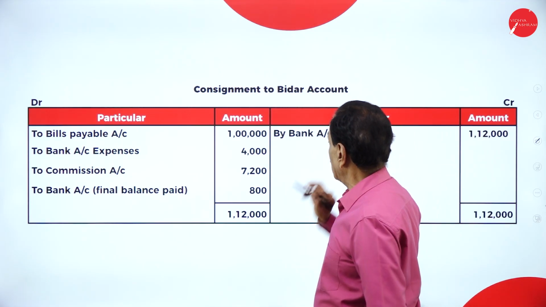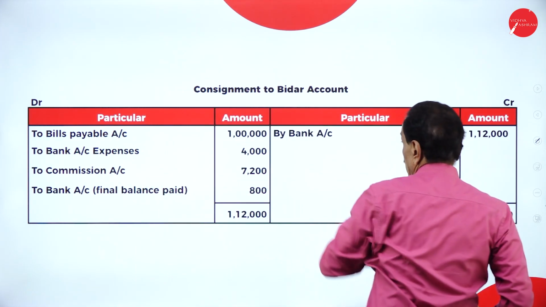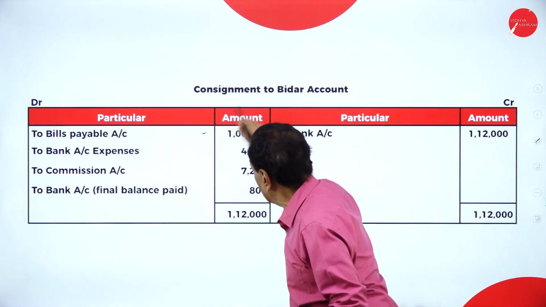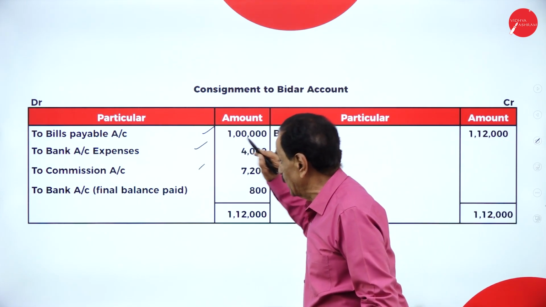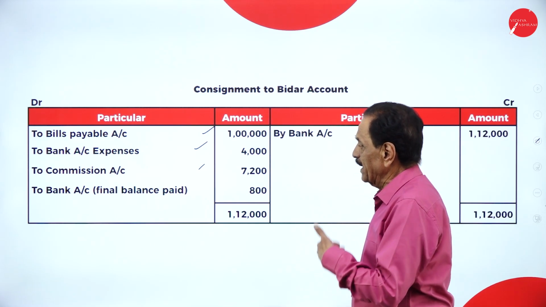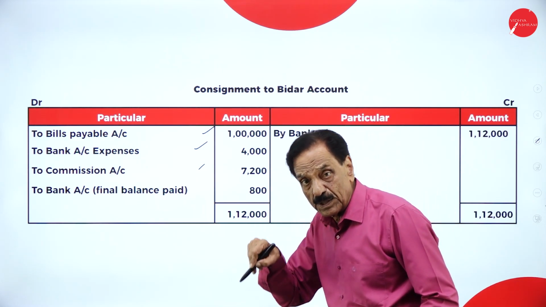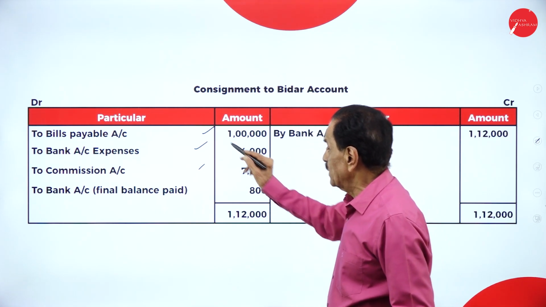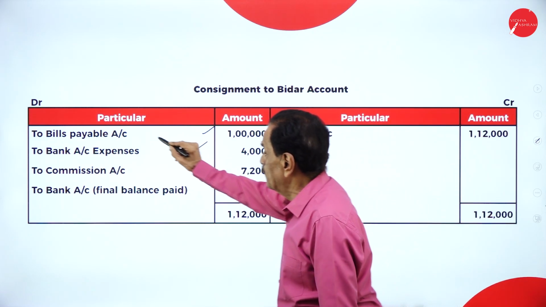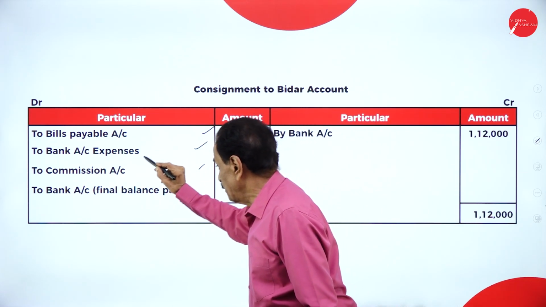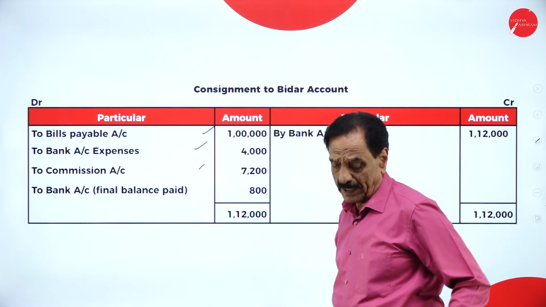Then Consignment A/c, by Bank A/c, this is the total amount received. He paid back the bills payable. He paid back the expenses. He paid back the commission. In the bank account, the final balance paid is only 800. This is the final balance paid by consignee to consignor. First, what's the total amount he received? 1,12,000. He paid the bills payable. Then he paid the expenditure. He paid the commission. The final balance paid is 800.